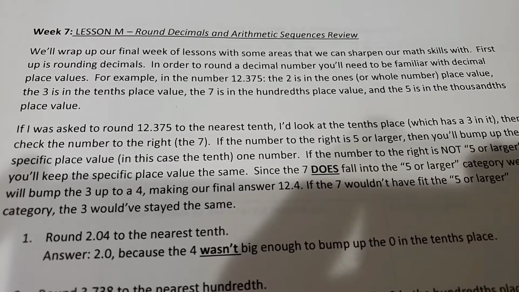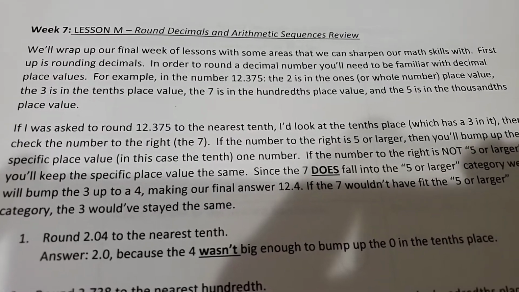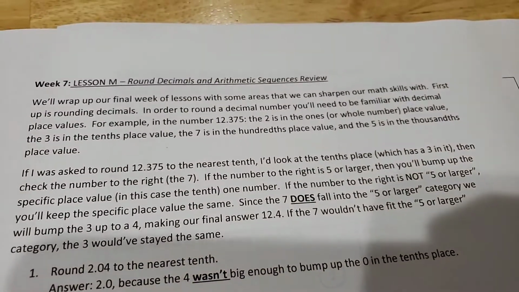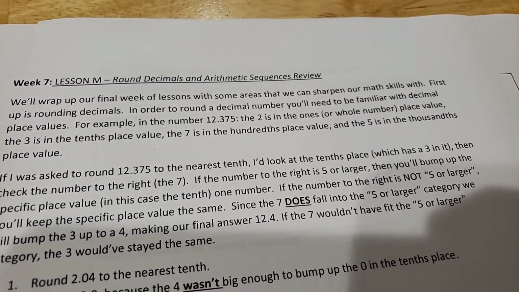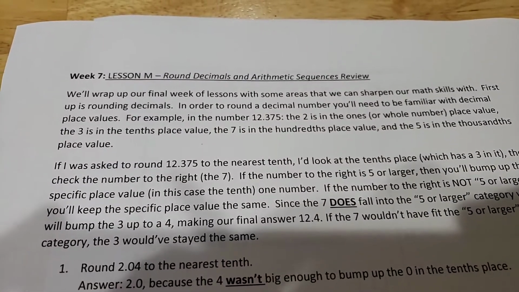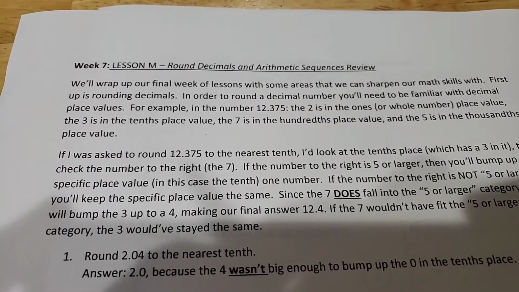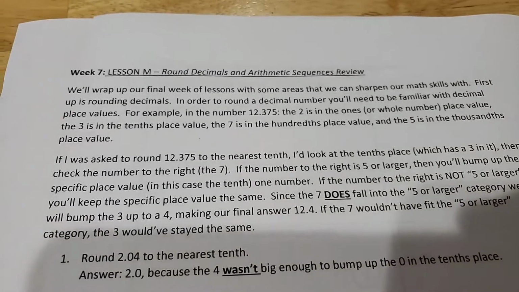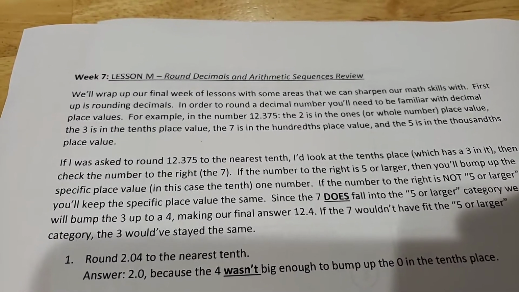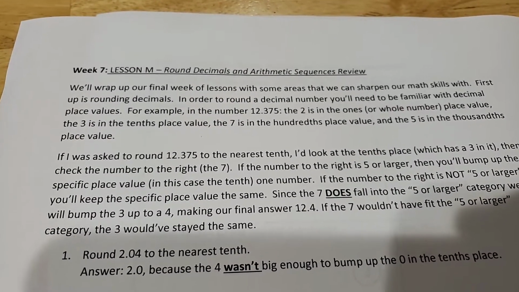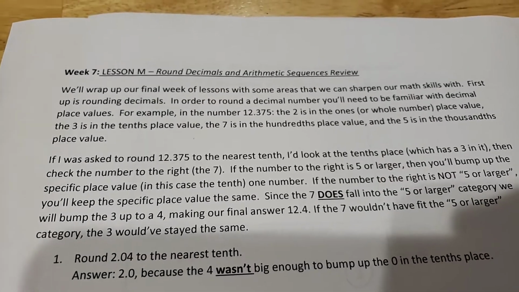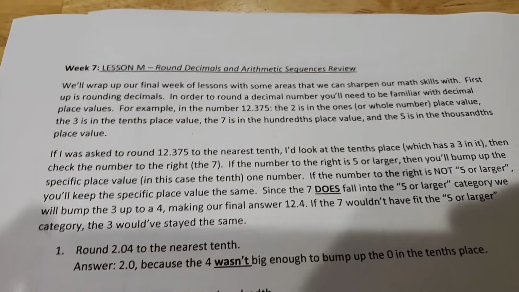In order to round a decimal, you need to be familiar with the decimal place values. For example, in the number 12.375, the 2 is in the ones or whole number place, 3 is in the tenths place value, 7 is in the hundredths place value, and the 5 is in the thousandths place value. Remember, anything after a decimal has that "ths" at the end of it.